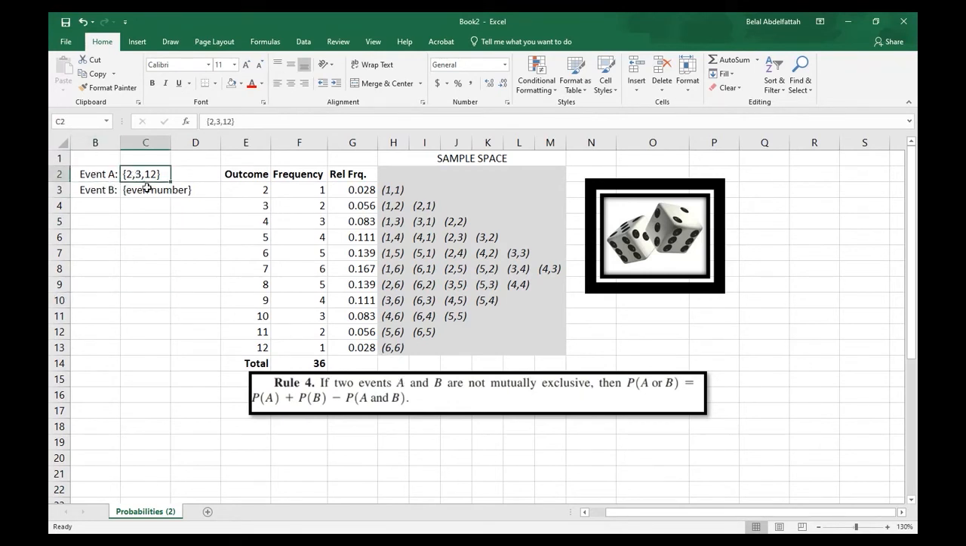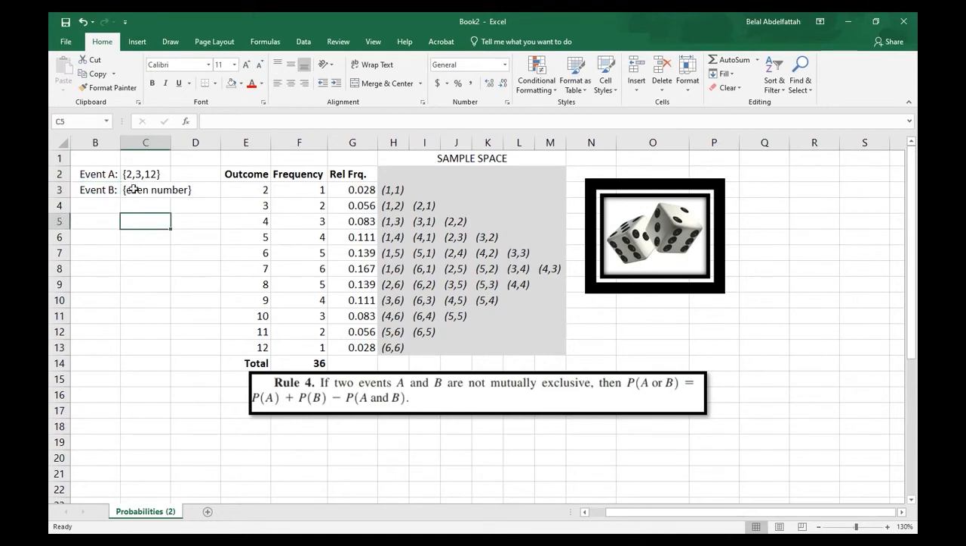And event A represents the numbers 2, 3, and 12. Event B represents any number as long as it's even. And because we have an overlap between these two events, this would make it not mutually exclusive. And this would be the formula that we would have to use to figure out what the probability would be if we were to have either event A or event B.